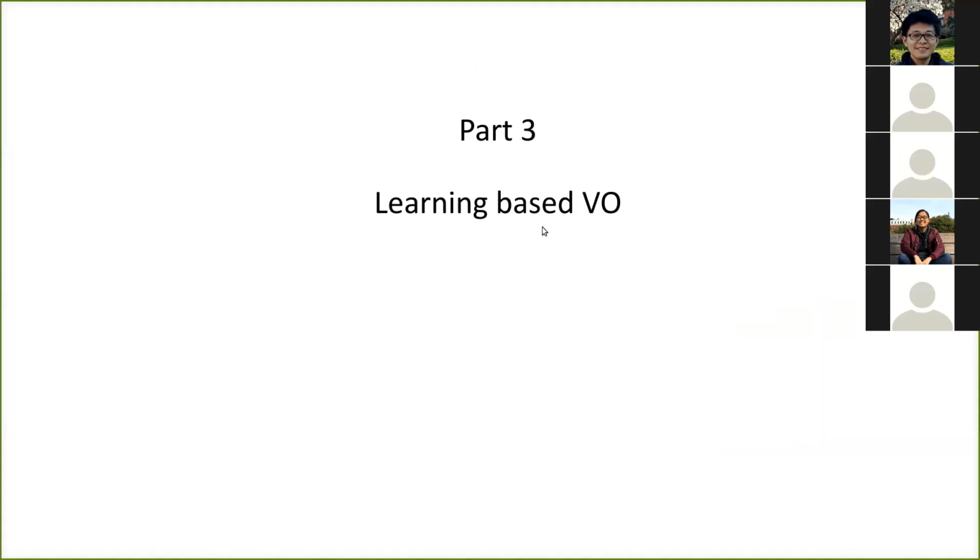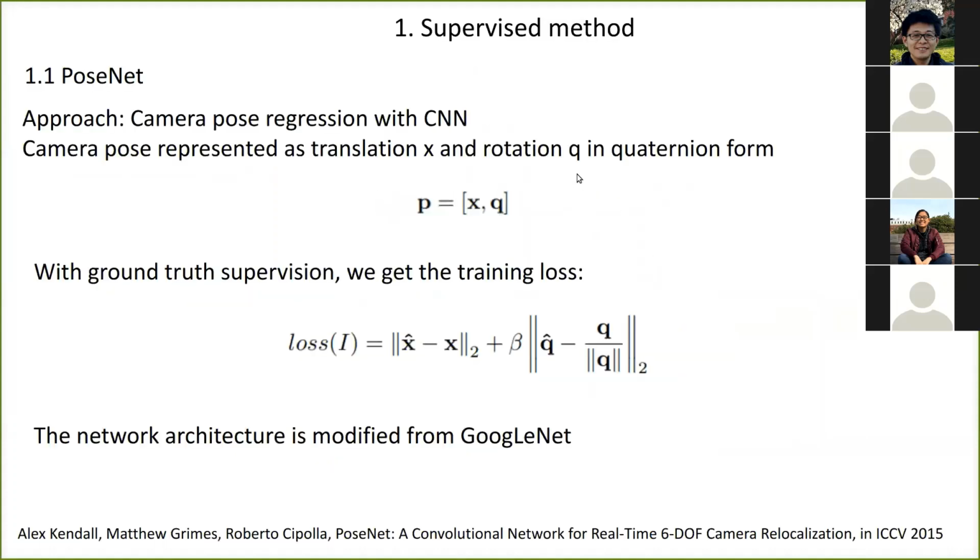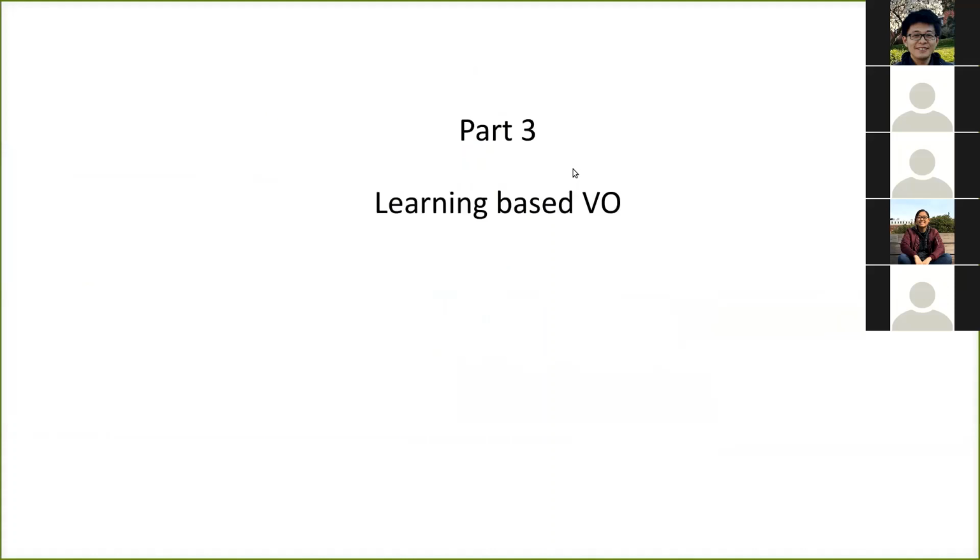So finally, let's talk about learning-based visual odometry briefly. Learning-based visual odometry consists of 3 parts in this tutorial. The first is supervised learning-based visual odometry, where we have the ground truth, and we just use a neural network to regress the camera pose and use this ground truth to do the supervision, and then do the backpropagation to optimize the weights of the neural network, and then to better estimate the camera pose. Right? This is the idea of supervised learning.